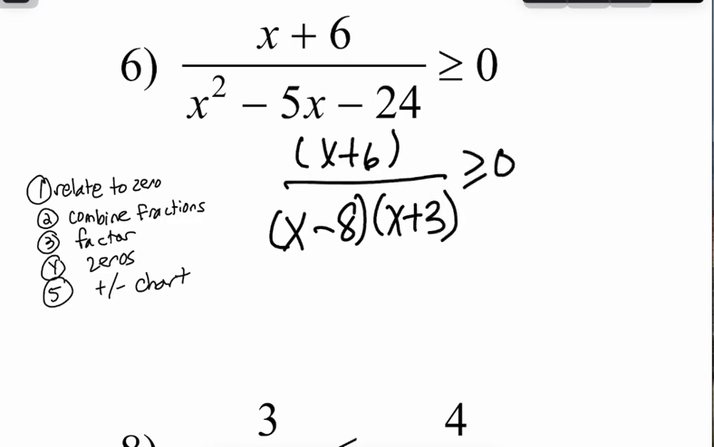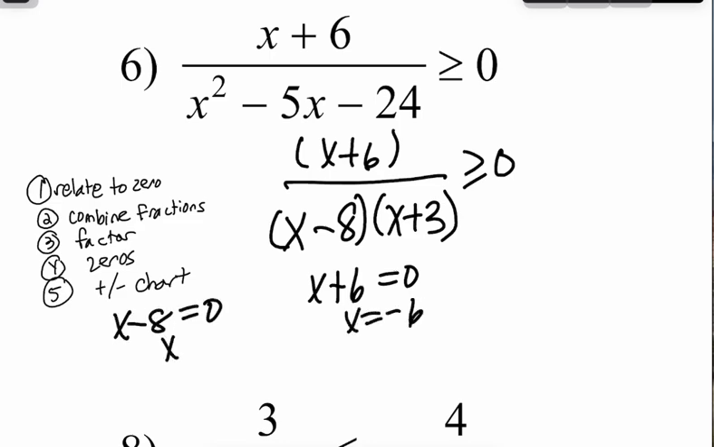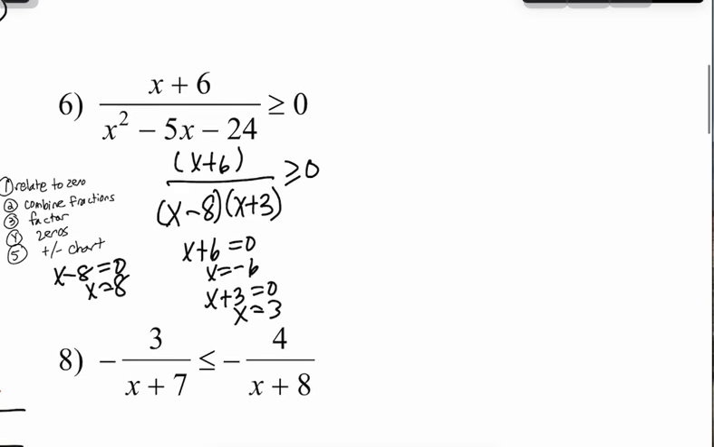Okay. So it's related to 0. The fractions are combined. It's now in factored form. So now we're ready to list out the zeros. So x plus 6 is 0 at -6. X minus 8 is 0 at +8. X plus 3 is 0 at -3. Hopefully you're just seeing that pattern and you could have pulled out that it was -6, +8, -3 without even doing that math there. So if you can do that part in your head, do it. Okay, and just list them.